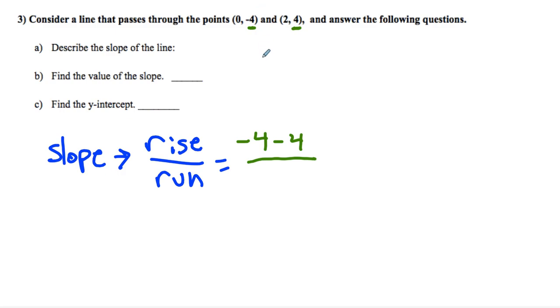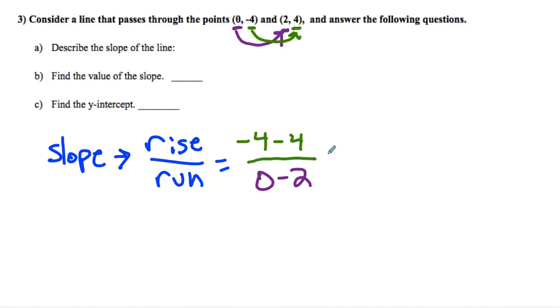And then, I'm going to do another color here. My run is my difference of my x values, my change in my x values. So I'm going to take 0 and subtract 2. Okay, one thing that's important to note when we're doing this is your direction needs to stay the same. So I'm subtracting that way. I'm subtracting that way in both of these cases.